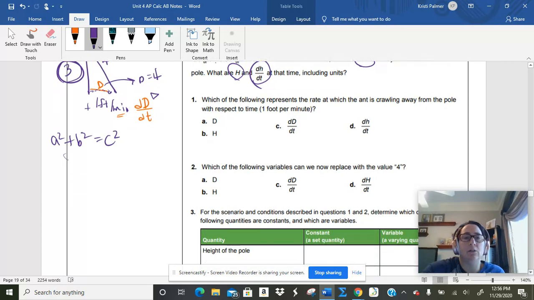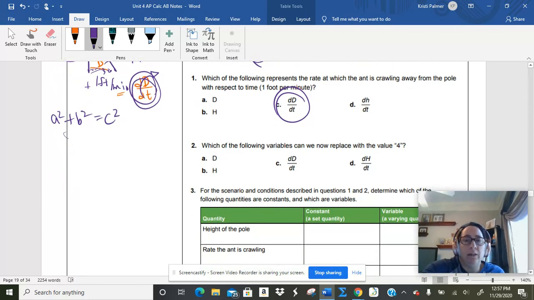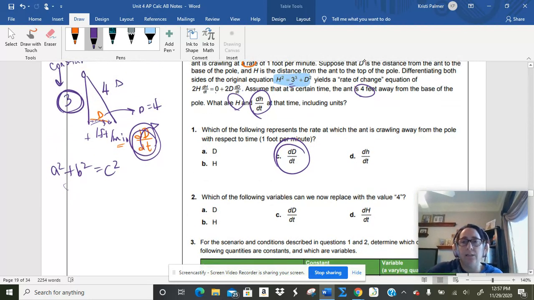But let's answer these two questions. Which of the following represents the rate at which the ant is crawling away from the pole? That's why we always want to label what's going on here. So the rate at which the ant is crawling away from the pole is the dd dt. And which would you plug the 4 in to? If it's when the ant is 4 feet away from the base, you would plug it in to the d. Okay, so we've got to understand what all of these variables are representing.